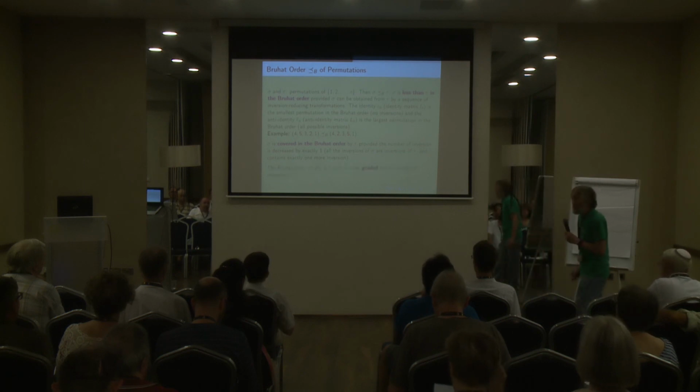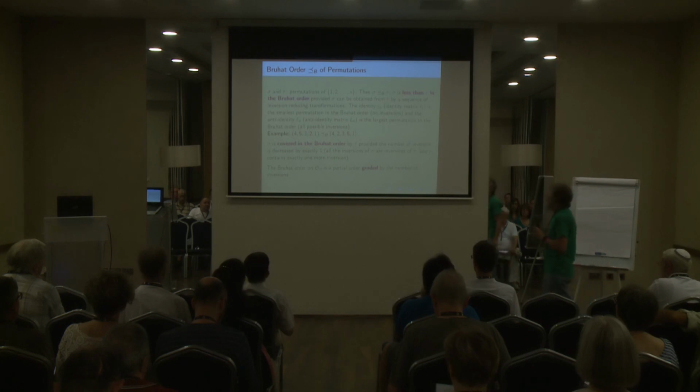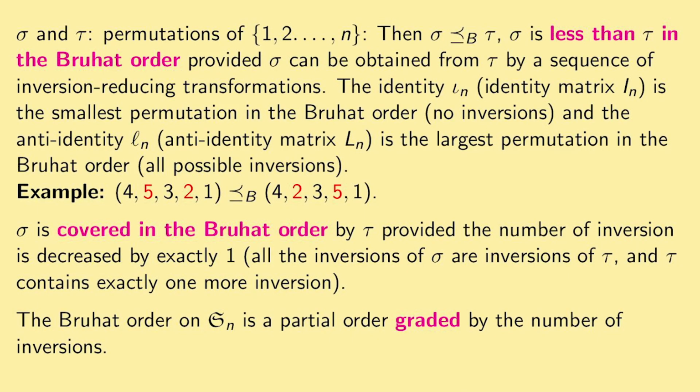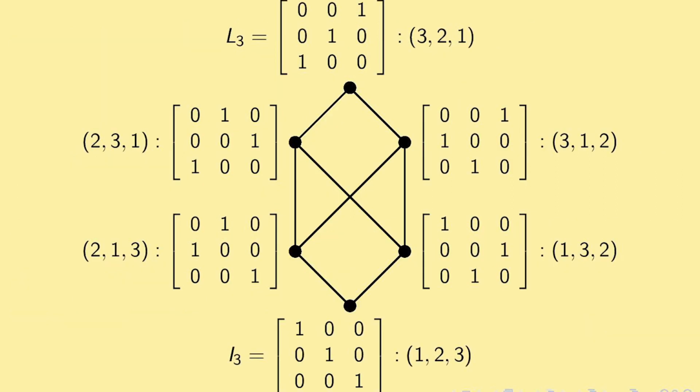So the Bruhat order is a partial order, and it's graded. You've got certain levels, and the levels are 0, the identity, no inversions, all the way up to n choose 2, the anti-identity, all possible inversions, and you have all these levels in between according to the number of inversions in the permutation.